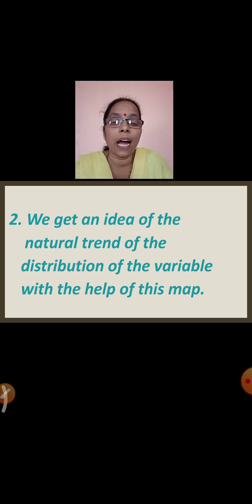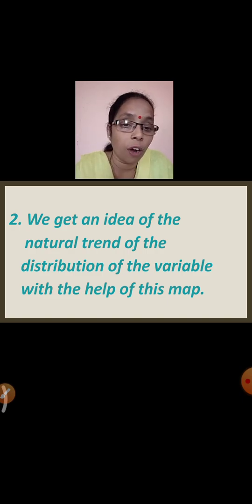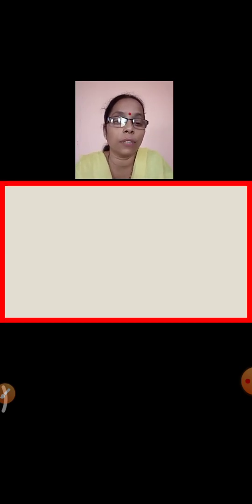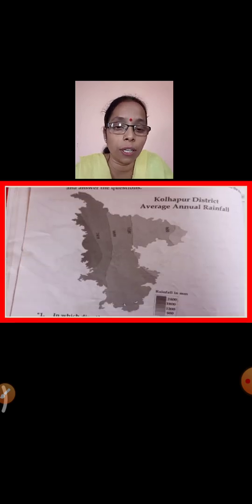Next, you get an idea of the natural trends of distribution of the variable with the help of this map. So it also tells you about the natural trends of that particular region with the help of those lines drawn. As you have seen, it tells you about the steep and the gentle slope of that particular area, of that particular district. So it tells you about the natural trend of the distribution of the variable of that particular region.